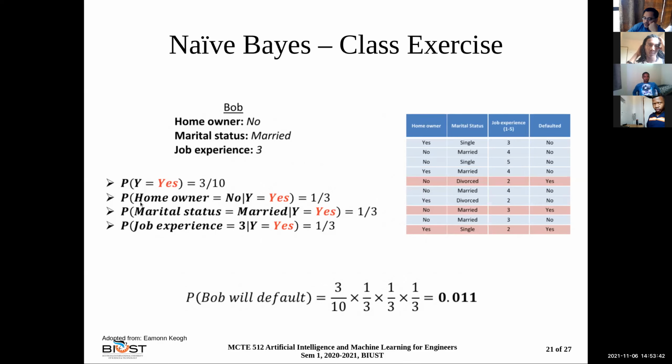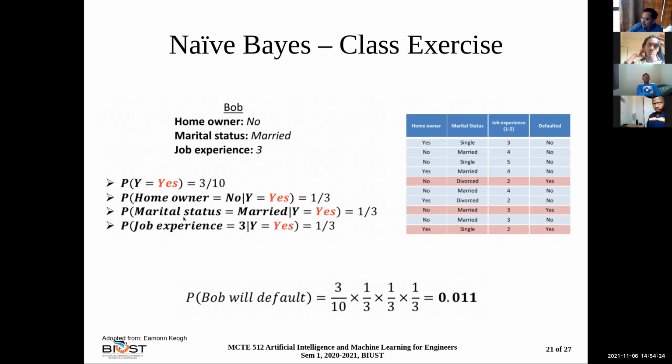So let's consider the cases of people that will default. In the case of yes, you have 3 yeses out of 10. Now of the yes, for not a homeowner, you have only 1, 2. It should be 2, because according to this one, it is a yes and a homeowner no. Homeowner no is 1 and 2.